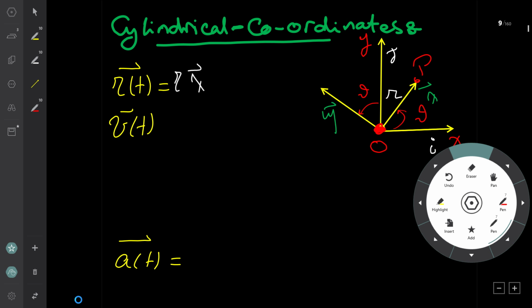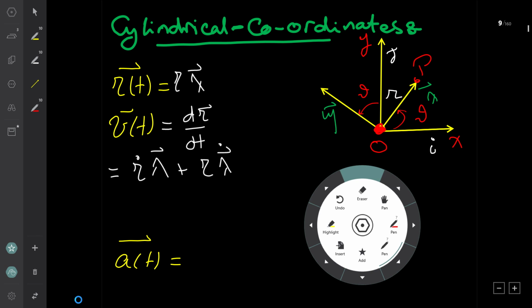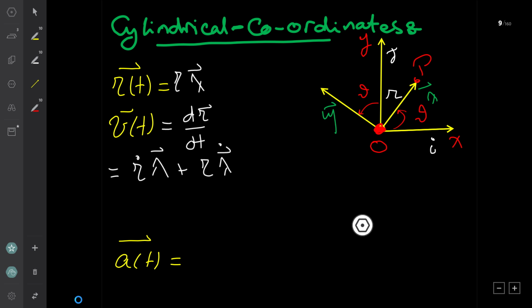Okay, what is the velocity of t? It is the derivative of the vector displacement. Let's calculate it. So it will be equal to r dot along lambda plus r along lambda dot. But what is lambda dot? We can simply see it from the graph. Lambda is equal to cosine theta along i plus sine theta along j. Then we can do the derivative to see what it is.